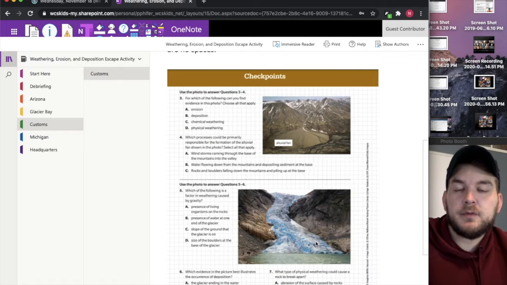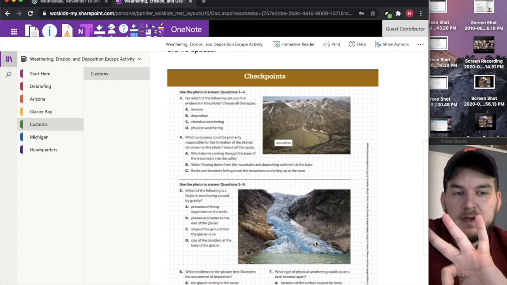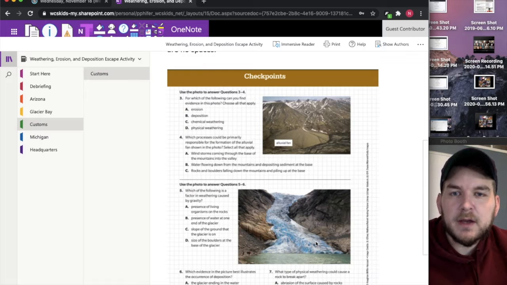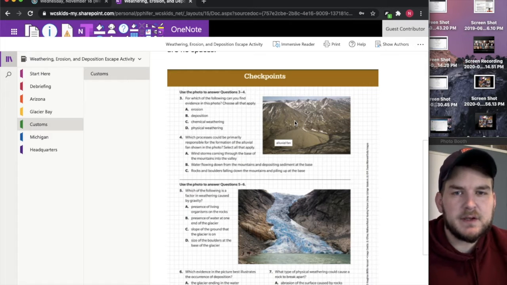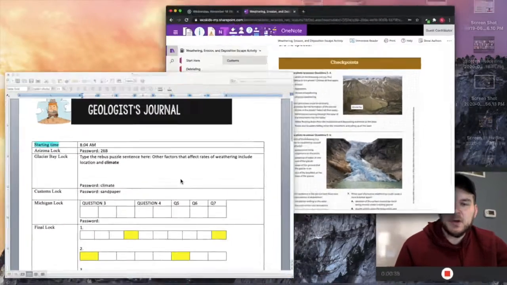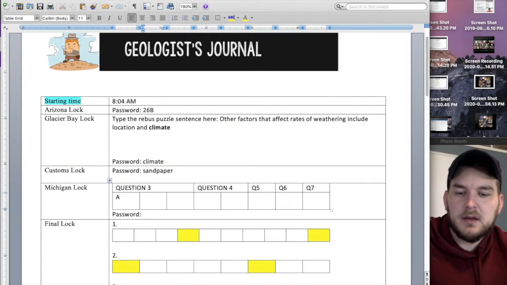So for number 3, we know from the geologist journal that there are 3 correct answers. For which of the following can you find evidence in this photo? Choose all that apply. Erosion, deposition, chemical weathering, and physical weathering. Now when looking at this picture, the only thing that I'm really not seeing is any sort of evidence of acid rain or any other sort of weird chemical stuff. So I'm going to say it's not C, and I'll say A, B, and D, which all seem to be pretty likely. I'm going to say those are the correct answers there. So I'm going to enter that into the sheet. Here's A, here's B, here is D.